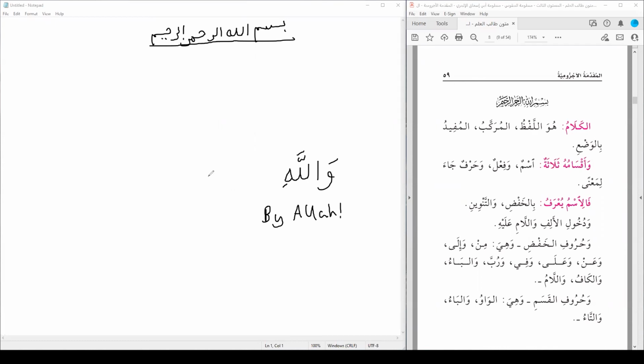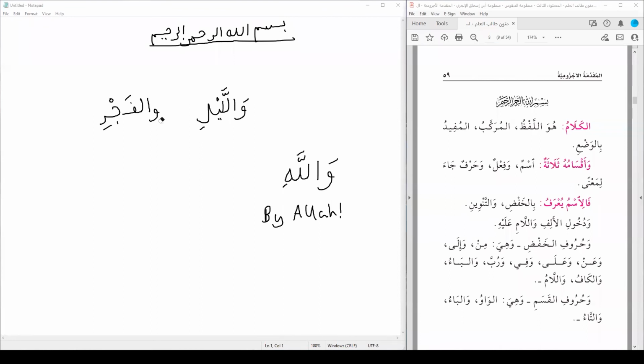We as the creation are only allowed to swear by Allah. But Allah, as the creator, can swear and take oath upon his creation. That is why we find in the Quran, for example, وَاللَّيْلِ, and by the night, وَالْفَجْرِ, and by the dawn.